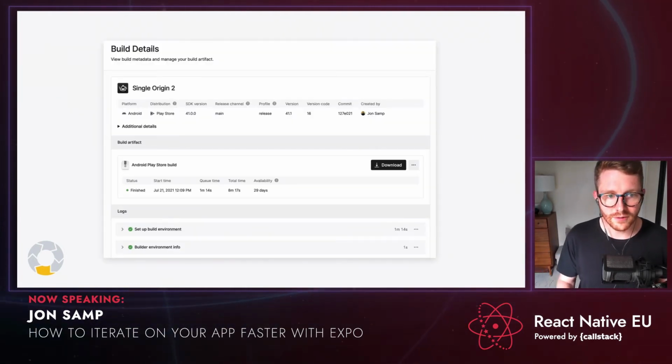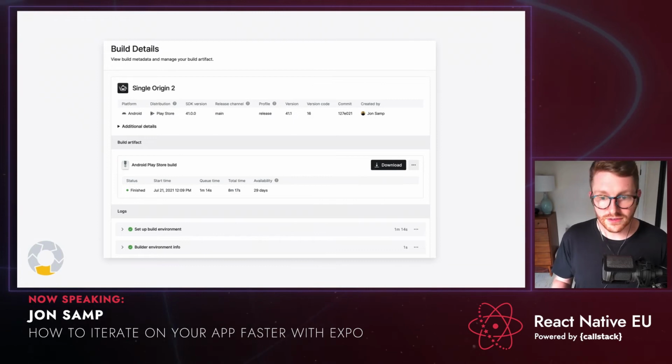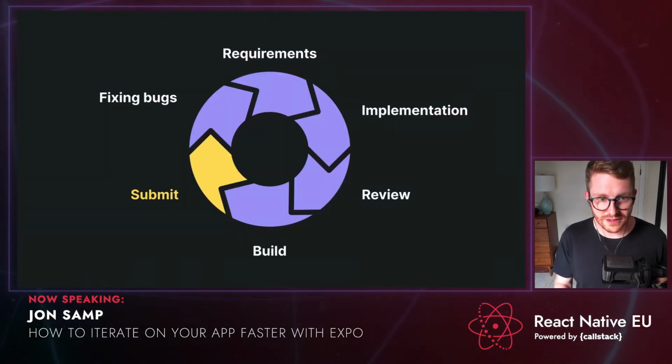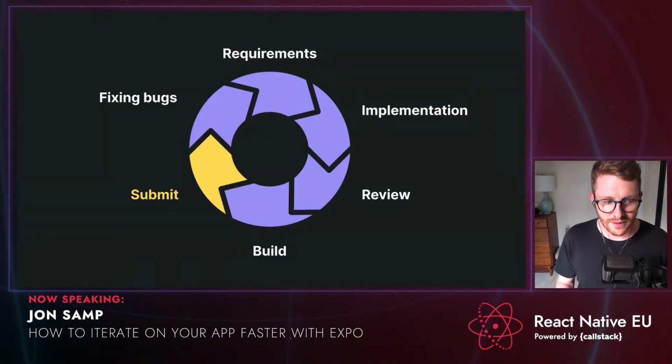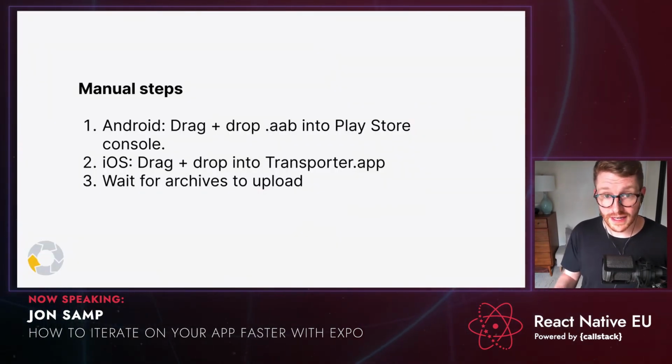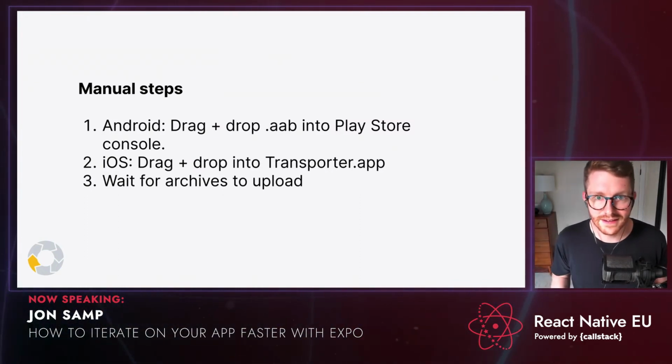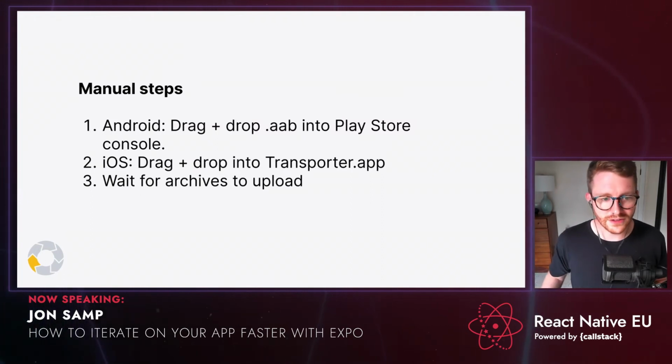Then on our website, we can see some UI where you can see all the builds that have ever been made for your app. You can download that build, and you can also submit that build, which is the next step of our process. If you were to submit manually, we would have to, at least for Android, download the .aab file and then open up the Play Store console and drag and drop that thing in there. And then we have to wait for it to upload, make sure that everything is good.